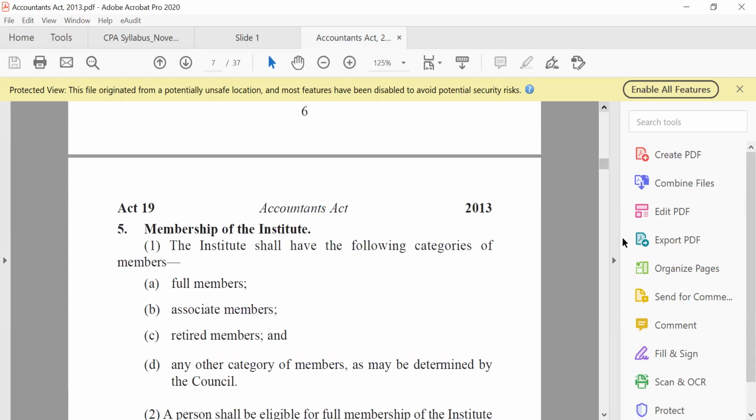As you can see, the institute has the following categories of members. We have people we call full members. We have people who we call associate members. Full members, these are members that finished CPA and have the required number of years of experience to attain membership. Associate members, these are people who, when you finish your CPA and you don't have the required number of years, you automatically become an associate member. Retired members, of course, are members that have already been able to retire. And then other categories of members that may be determined by the council, okay?